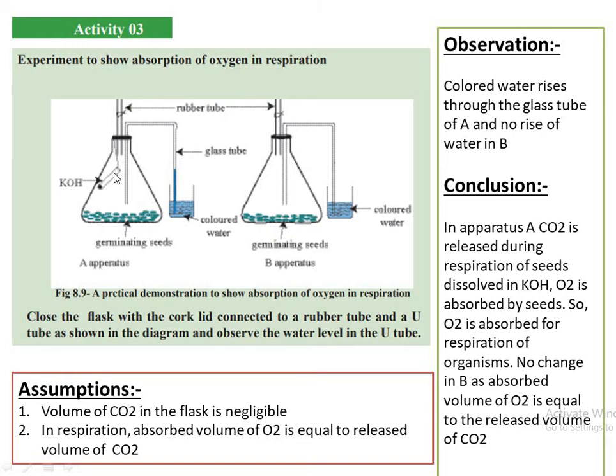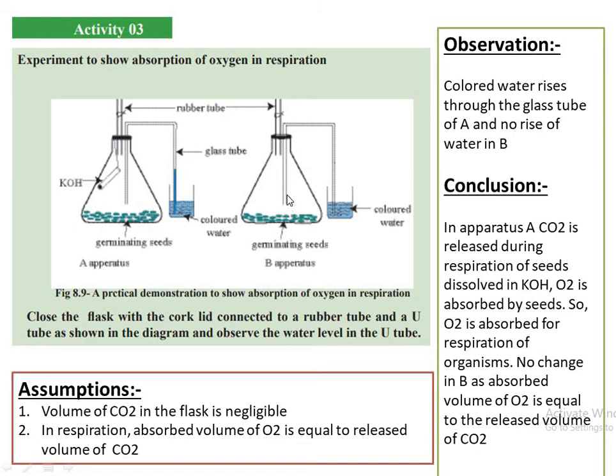dissolved in this KOH, and O2 is absorbed by the seeds for respiration. So it needs oxygen, and all the carbon dioxide released has been absorbed over here. So when it's taking in oxygen, this will little by little rise. Now here there is no change because the absorbed volume of O2 is equal to the volume of CO2 released. Here CO2 is absorbed by the KOH, and O2 is also again absorbed by the plants. So there is a certain pressure difference, hence this water will rise.